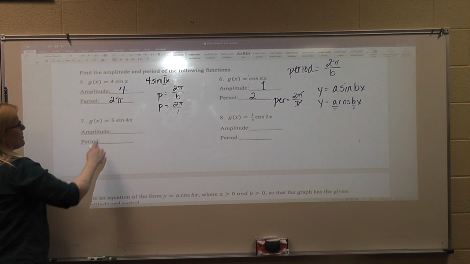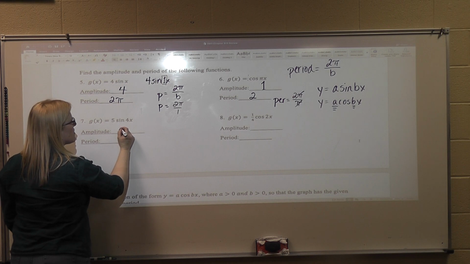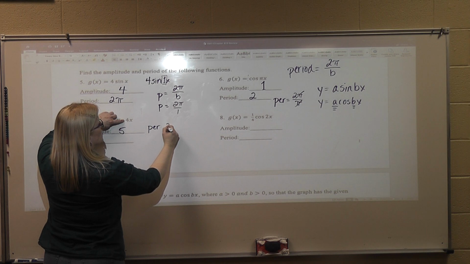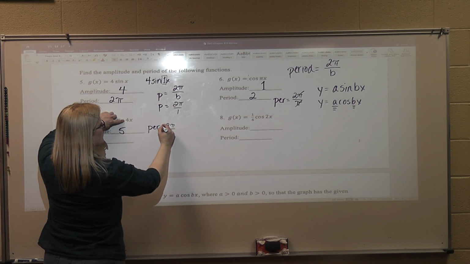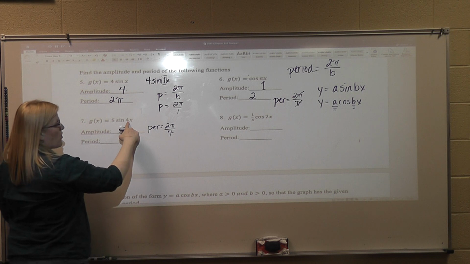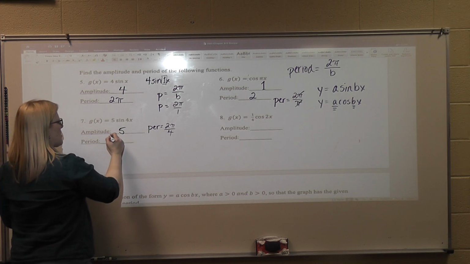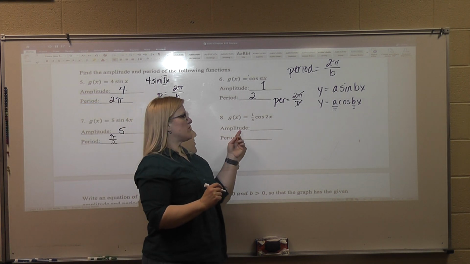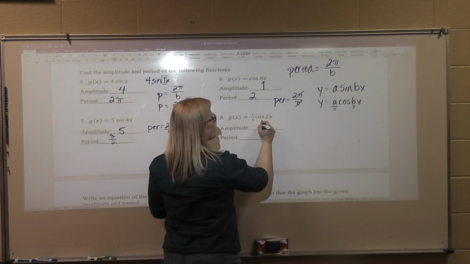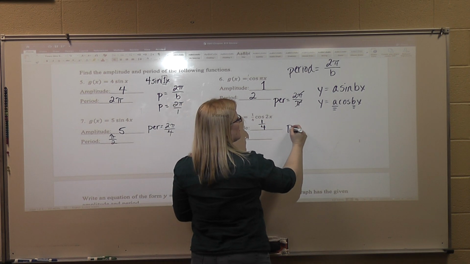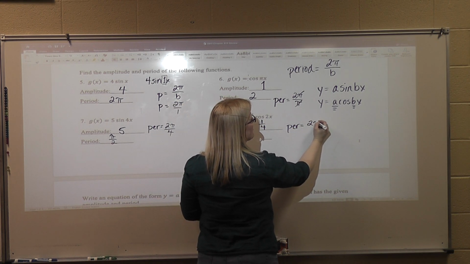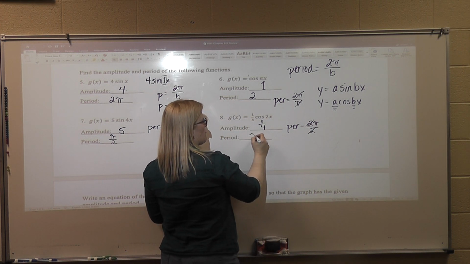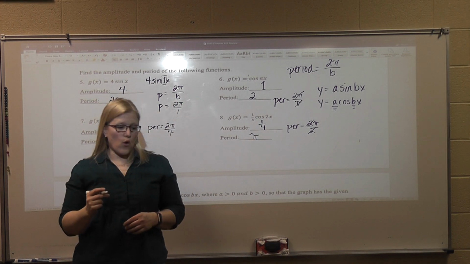All right, so down here, amplitude is 5. Period is 2 pi over b, which is 4. So this is going to be 1/2 pi, or pi over 2. Okay, right here, amplitude 1/4. Period is 2 pi divided by b, which is 2. The 2's cancel this time, and my period is 4.